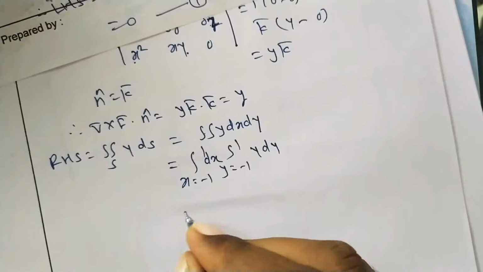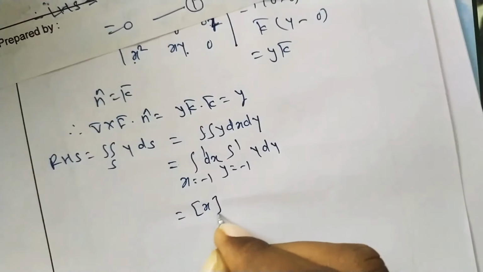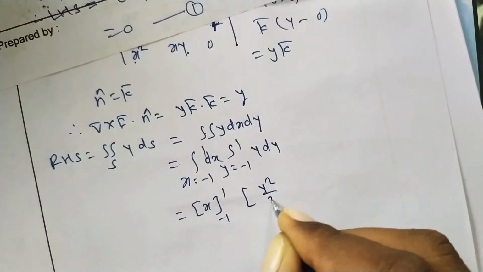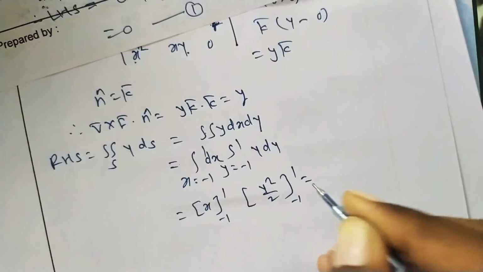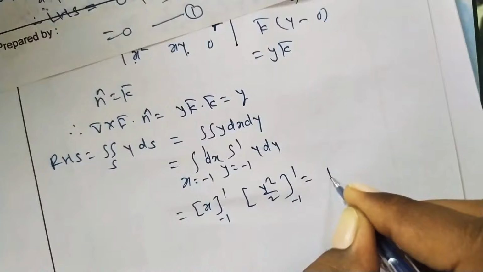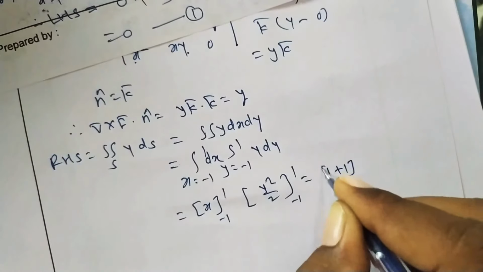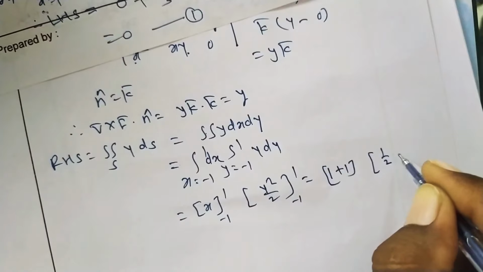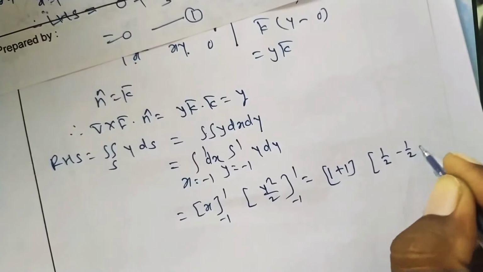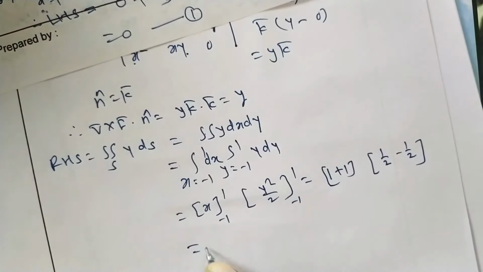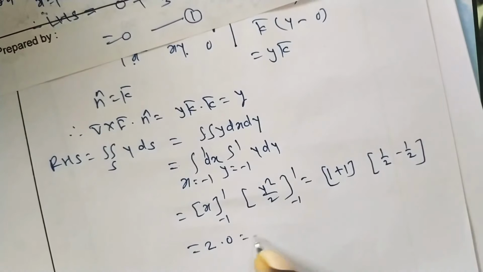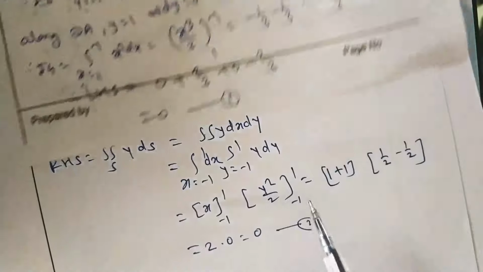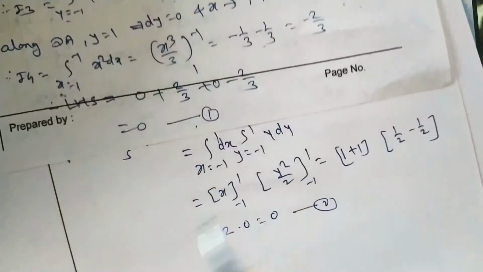So how do we take the integration? We know that integration of dx is x from -1 to +1. Integration of y is y square by 2, y varies from -1 to +1, equal to 1 by 2 minus 1 by 2. Okay, so this is equal to 2 into 0 equal to 0. So RHS is 0. This is equation 2, and LHS is also 0, equation 1.